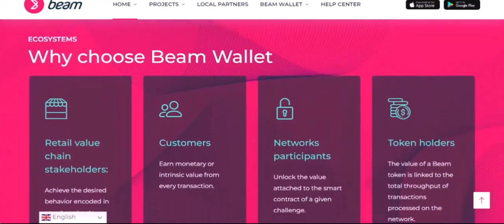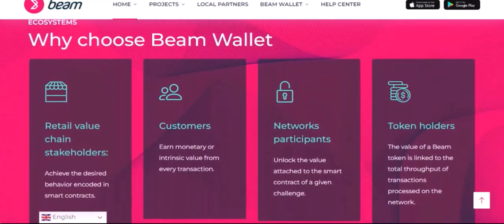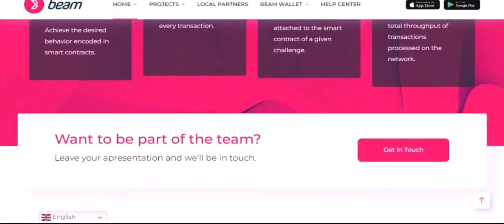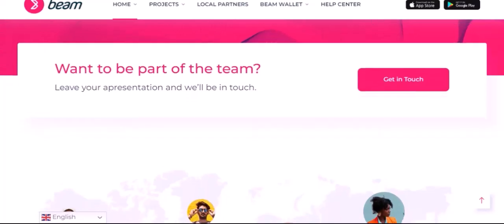Fees and charges. Be mindful of any transaction fees or charges associated with exchanging USDT to Naira on Beam Wallet. These fees can impact your overall return. Security. Always prioritize the security of your Beam Wallet and your cryptocurrency holdings. Use strong passwords, enable two-factor authentication, and be wary of phishing scams.